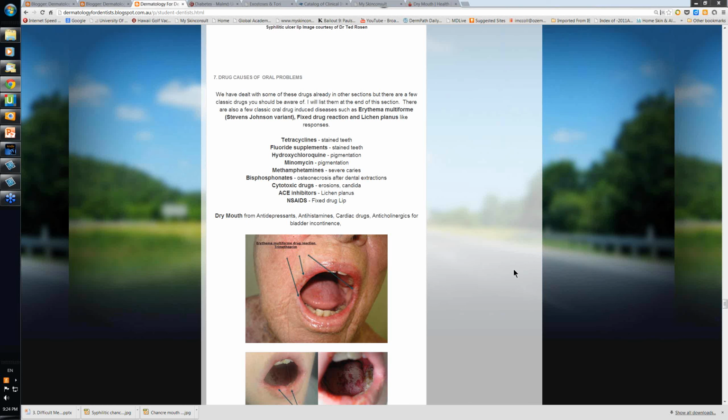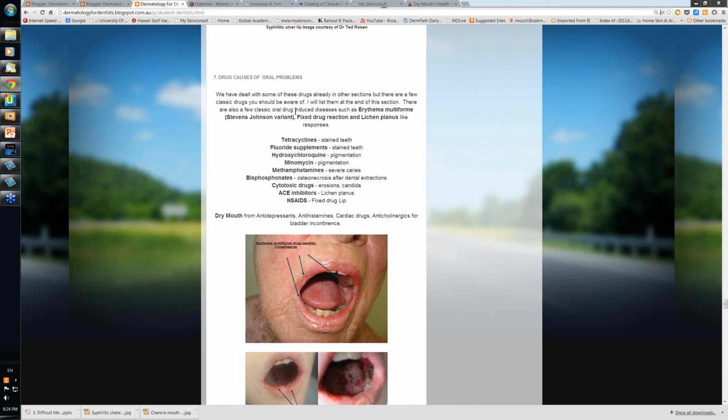We're going to look tonight at the drug causes of oral problems. Now, you can look at either specific drugs themselves and some of the oral side effects that they can cause, or you can look at some of the diseases. Let's look at the diseases first.